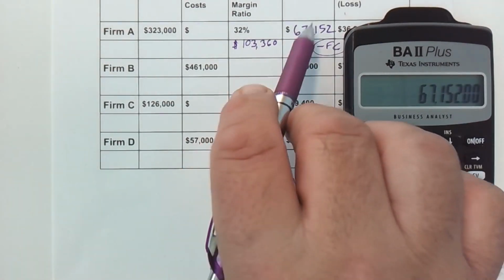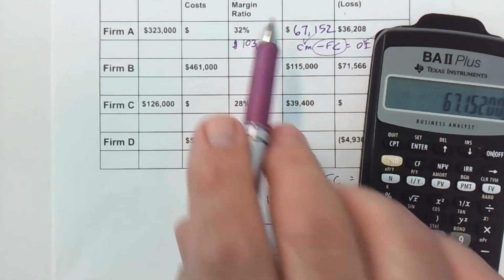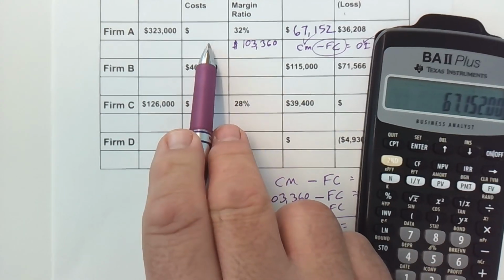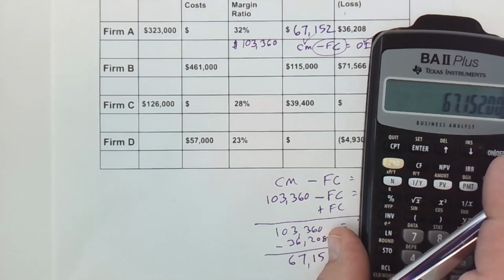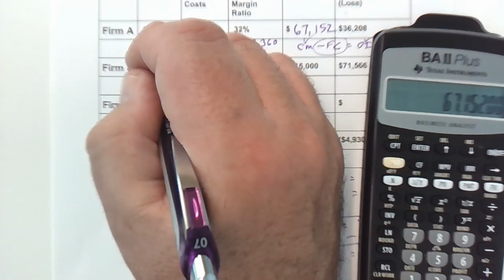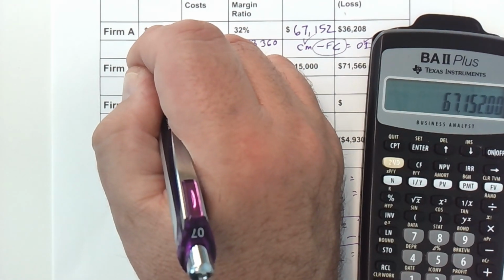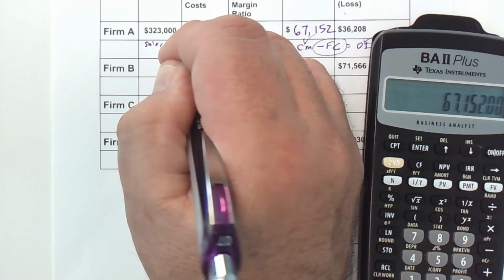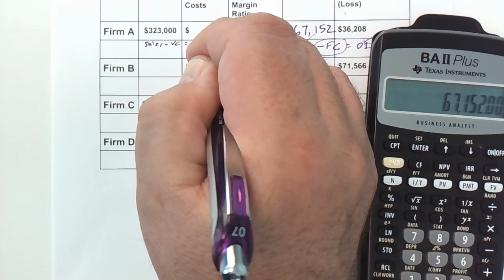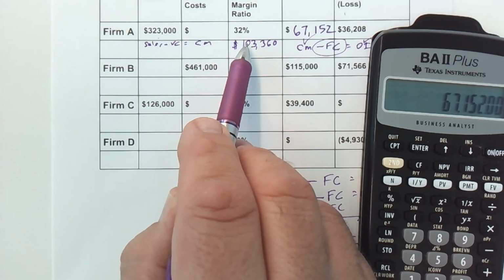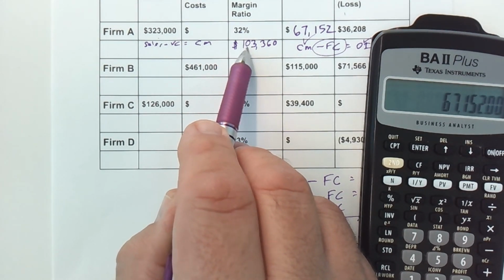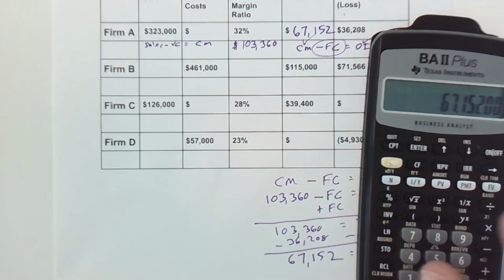All right, so now we know the fixed costs and we know the amount of contribution margin. The only thing we need to figure out is what our variable costs are. Well, that's pretty simple. We've got sales, and our sales minus our variable costs is equal to our contribution margin. We know sales and we know the contribution margin. So if we subtract the contribution margin from the sales, that's going to give us our variable costs.